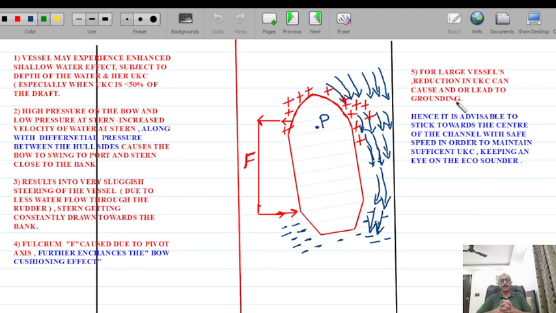This also goes with respect to the past accidents which have taken place in lots of places, and in particular in a place like the Suez Canal. Of course, there are lots of factors when we talk about the Suez Canal. Not only this, the pilots, we know how they are in the Suez Canal, etc. And if the master is not in charge, and if the master has not taken the full and final control, these things do happen. Hence, it is advisable to stick towards the center of the channel with safe speed in order to maintain sufficient UKC, keeping an eye on the echo sounder.